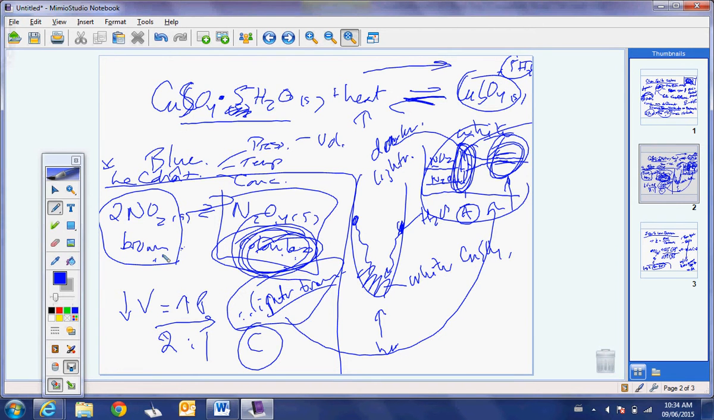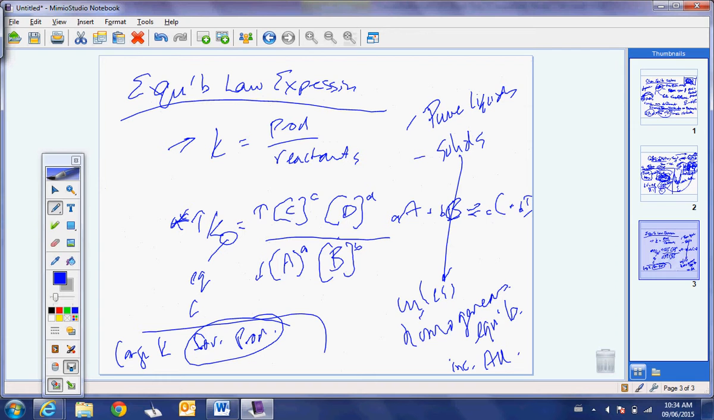Yes? Just to clarify, you don't use liquids unless they're all liquids? Correct. And you never use solids, period? If they were all solids and they asked me to write an equilibrium expression, I would include them all.